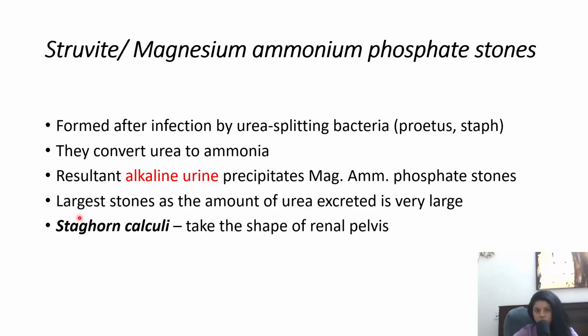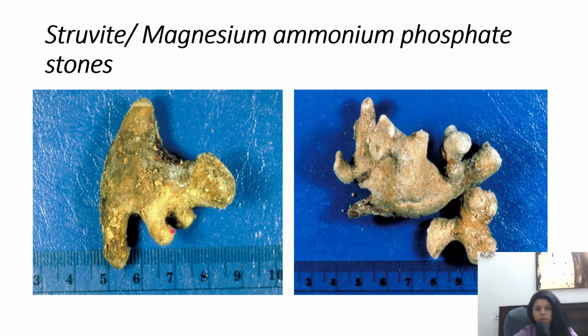And then they are also called staghorn calculi because the precipitate formed takes the shape of the renal pelvis. Okay, what is a staghorn? Staghorns are antler horns, the horns of a certain type of deer which are called antlers. Their horns have a certain pattern. So the stone looks like that because it takes the shape of the renal pelvis. So it is called staghorn calculi. Okay, calculi means stone.